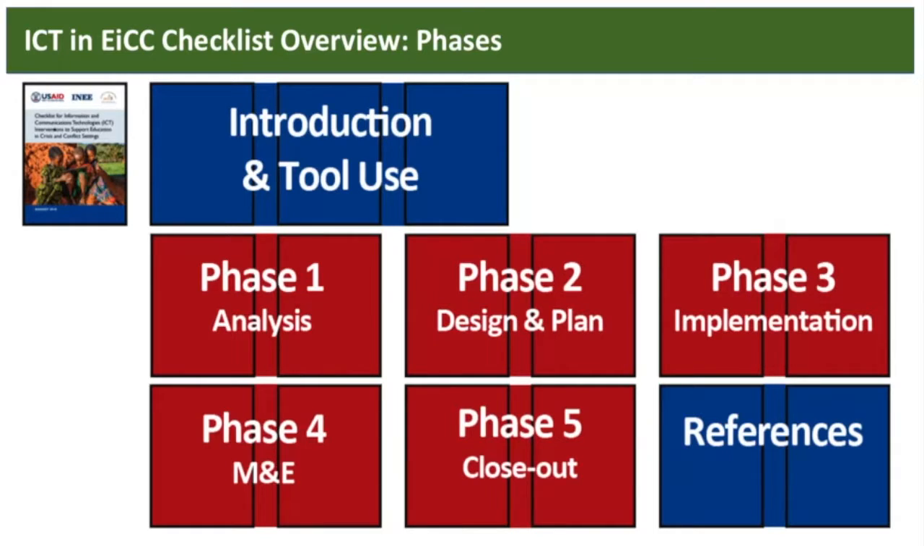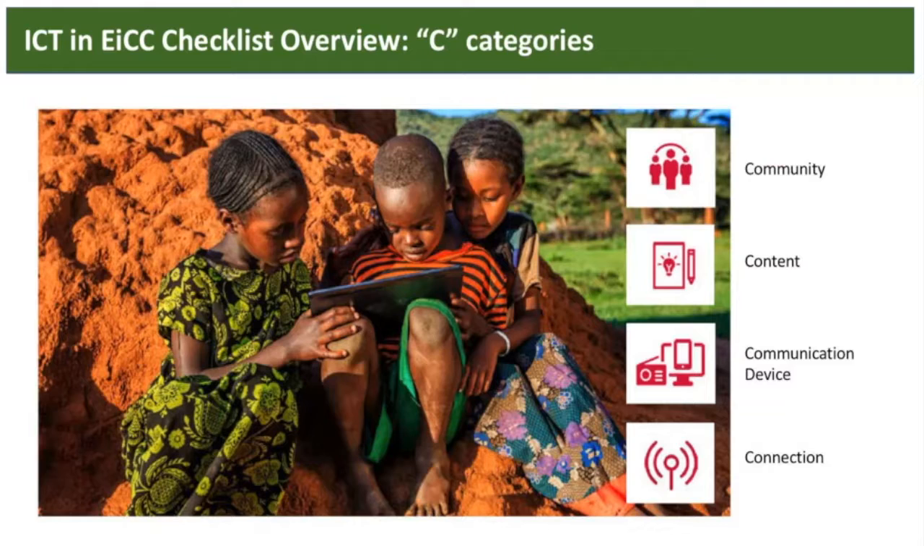Now, let me jump forward to another component of the organization. We call these the 4 C's. Down on the right, you see community, content, communication device, and connection.